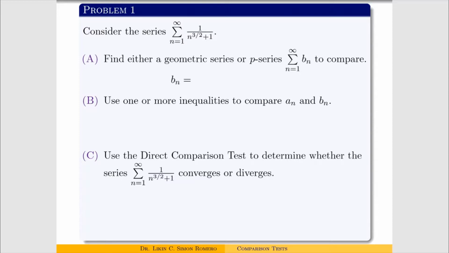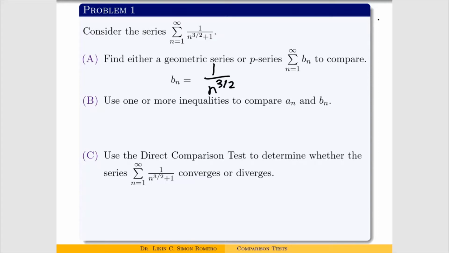Note that using the direct comparison test with a geometric series or a p-series is straightforward because we have theorems that tell us when a geometric series converges and diverges, and same with p-series. For this problem, observe that the series we are looking at is very similar to a p-series where p is equal to 3 over 2. And so the most obvious choice is to set b of n equal to the p-series, b of n equals 1 over n to the 3 over 2.